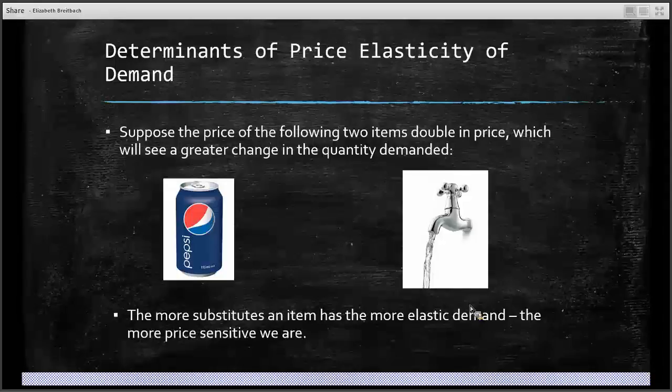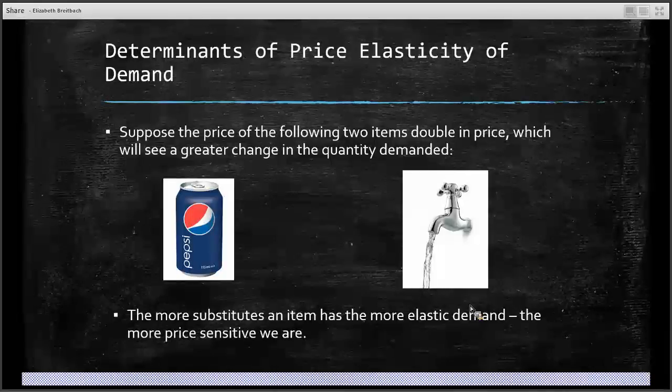Yes, I might try and cut back my water consumption. Maybe I will cut down the amount of time I'm in the shower, or try not to do as many loads of laundry. But I still need that water. There's no other substitutes out there. I'm not going to go out and buy jugs of water all the time to try and do my dishes. So the amount of substitutes is going to influence the elasticity of demand.